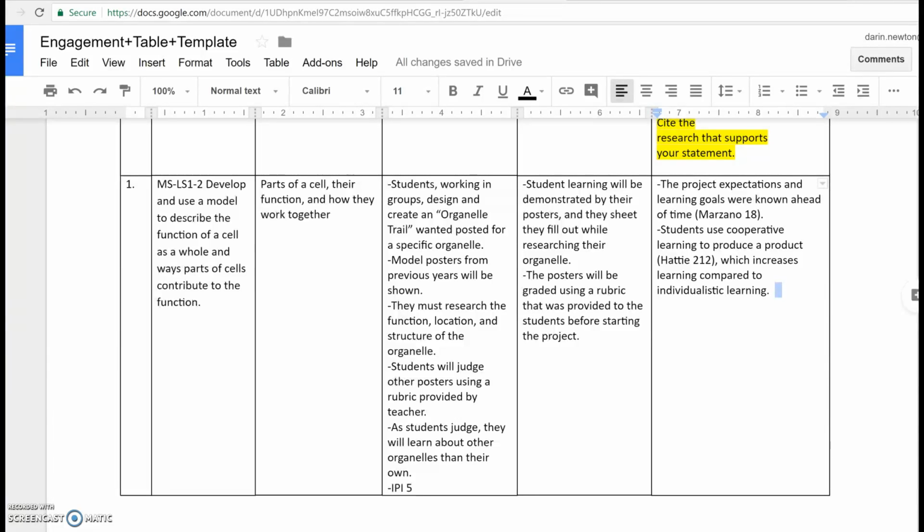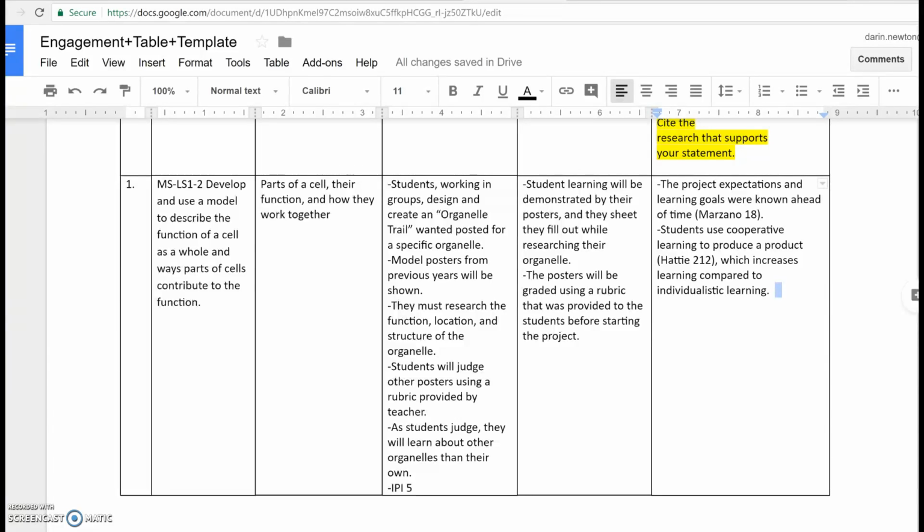In this project, it'll be a multi-day project. Students are going to be working in groups, and they're going to design their own organelle trail wanted poster that's based on a specific organelle. So it's kind of based on an old-timey Western theme where they're making these wanted posters. I will provide model posters from previous years so students can see exemplary work and exactly what I'm looking for.